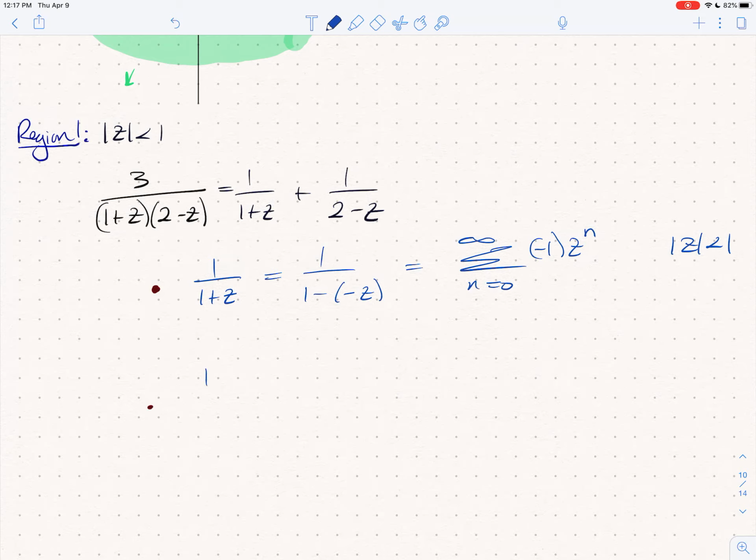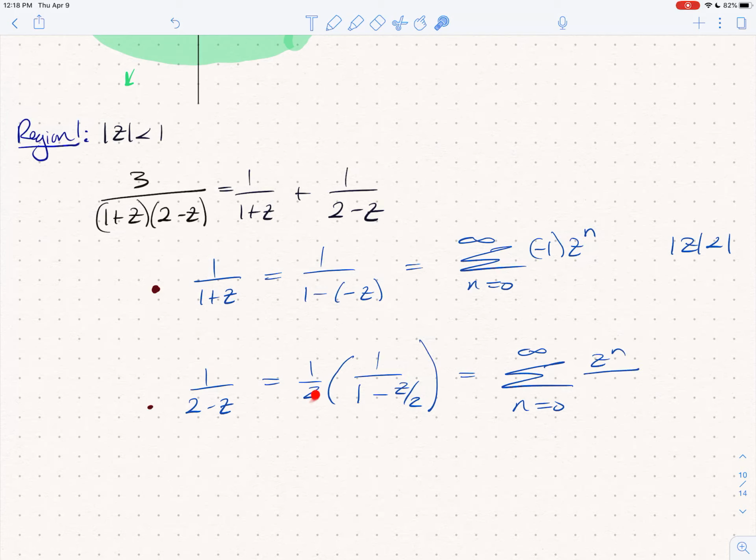And then for the other half, 1 over 2 minus z, I'm just going to do my classic algebra, pop the 2 out, and write this as 1/2 times 1 over 1 minus z over 2. And so, again, I can use a geometric expansion. I'm going to go ahead and pull that 2 in. I'm going to get z over 2 to the n. So z to the n over 2 to the n, but then I'm going to pull the downstairs 2 back inside. So it's going to be z to the n over 2 to the n plus 1.